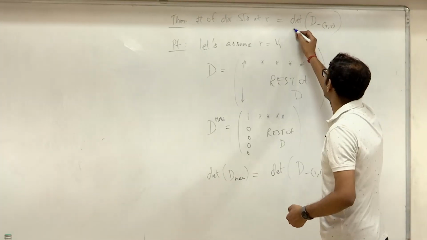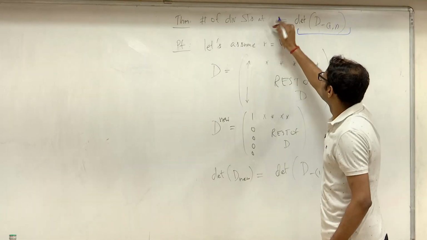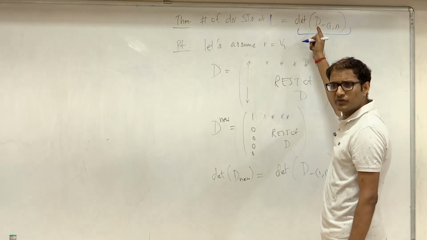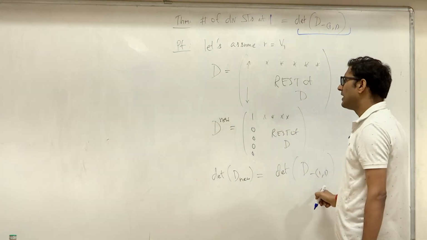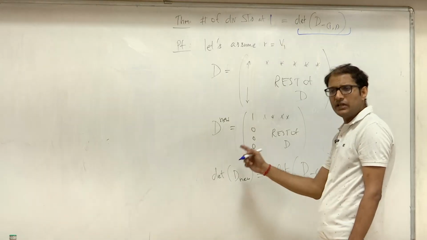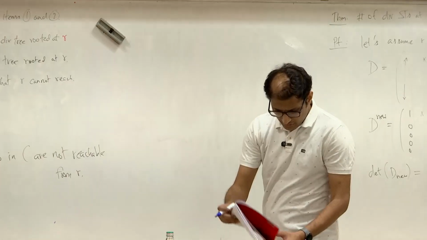So what am I looking at on the right hand side? I am looking at the determinant of D with first row and first column gone. So I might as well look at this matrix. And now for the rest of the argument, I am going to work with D new. Right? Going to work with D new, and that's really what's going on.